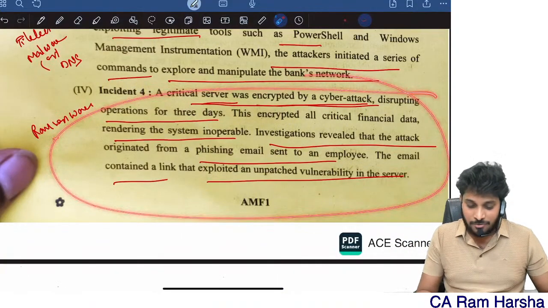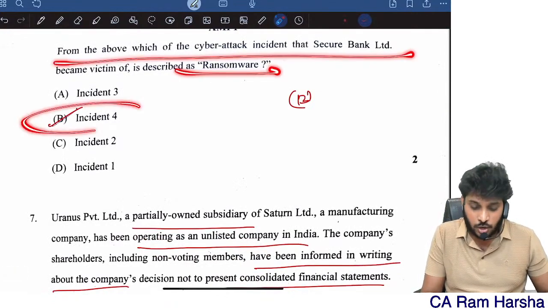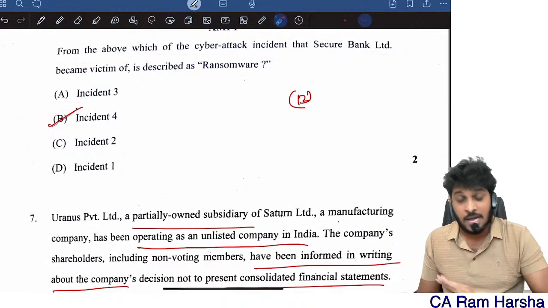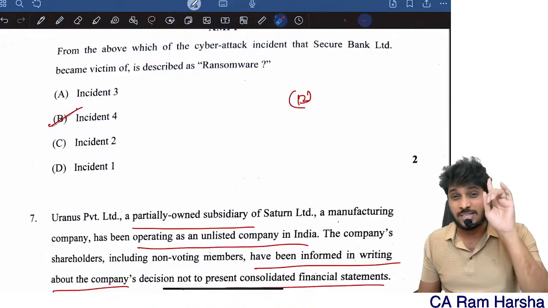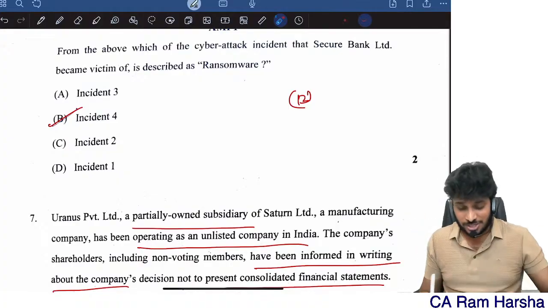This one, incident number 4. This is a ransomware attack. Okay. So which of the following is called a ransomware attack? Incident number 4 is called a ransomware attack. I many times told you digital audit is not such an important topic. Getting it? If only a 2 marks question is asked, there is no other question. Next.